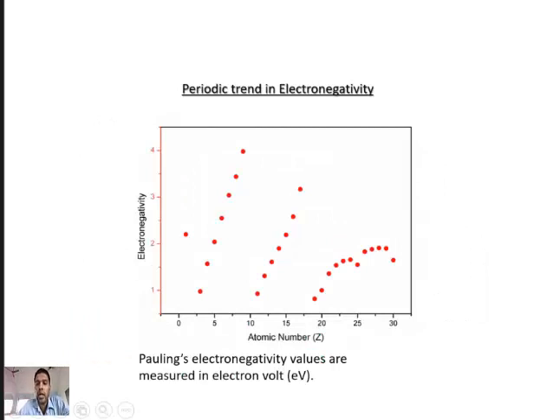We can observe a periodic trend in electronegativity by plotting a graph of electronegativity, expressed in electron volt, versus atomic number. In a row, as atomic number increases, electronegativity increases, that is from moving left to right of the periodic table. And as the atomic number increases down the group, that is from the top to the bottom of the periodic table, the electronegativity decreases.